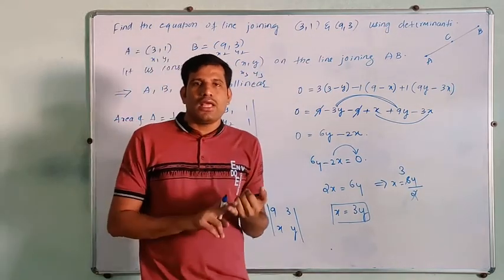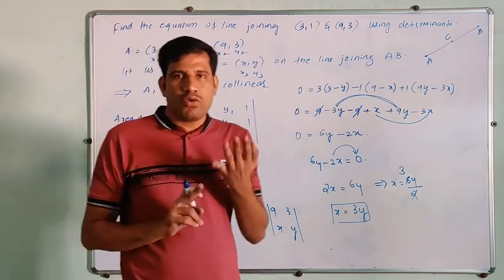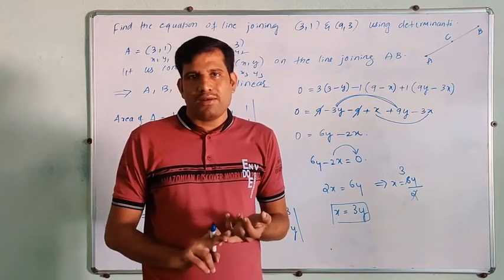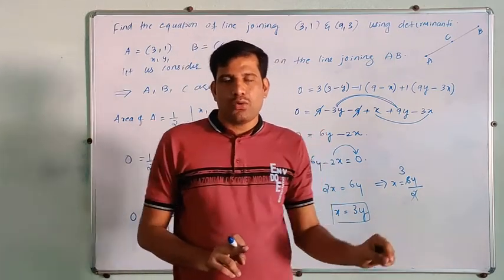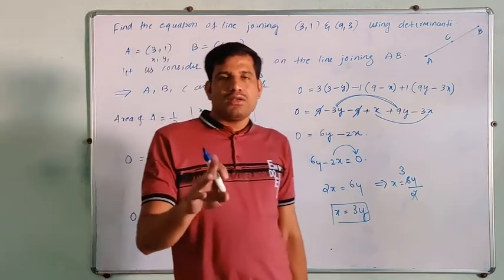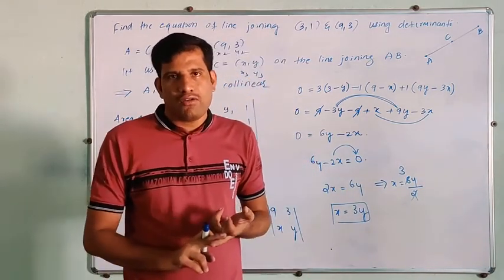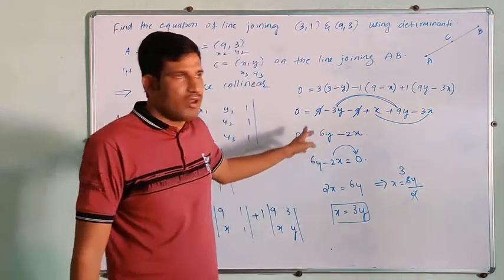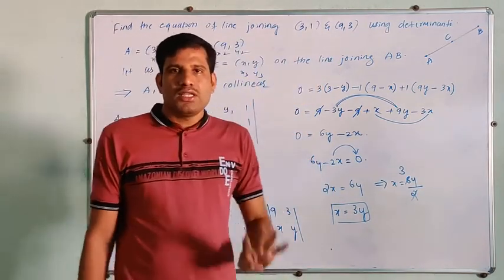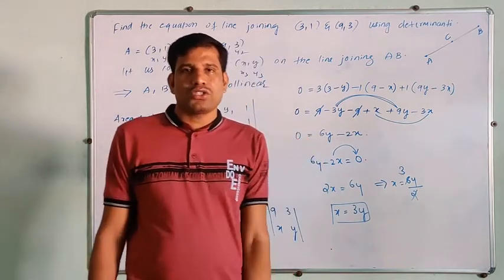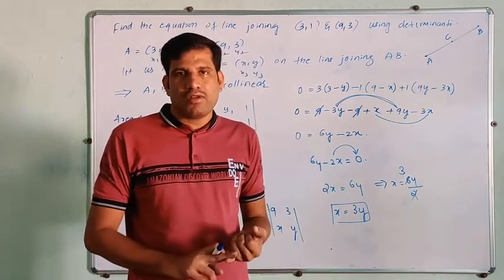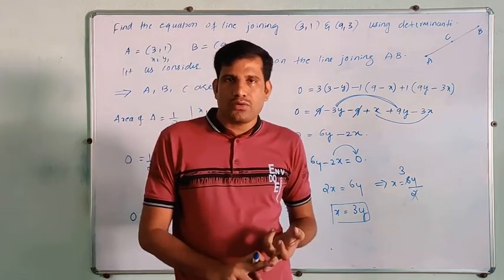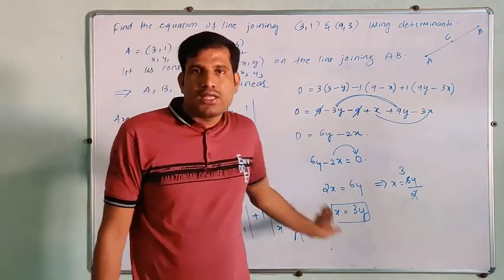So in the area of triangle concept we have studied four things. First, they give the three vertices and we have to find the area of the triangle. Next, show that the three points are collinear. Next, they give the area of the triangle and we have to find the value of k. And the fourth is to find the equation of a line joining two given points. In these four sections, there will definitely be one question for 2 marks. They may ask you to find the area of the triangle, the value of k, to prove that the three points are collinear, or to find the equation of a line.